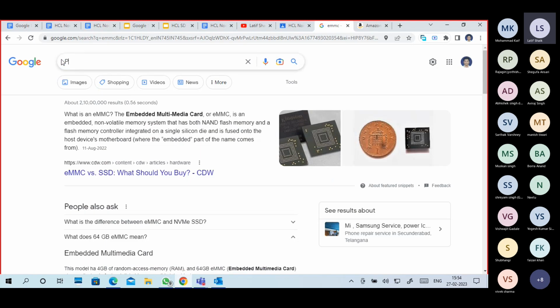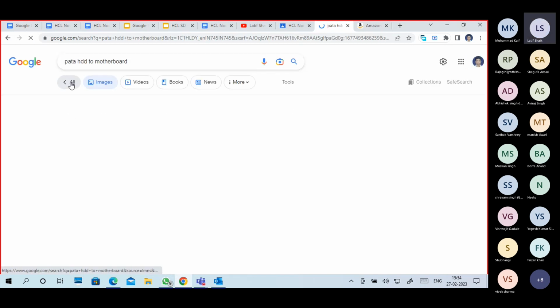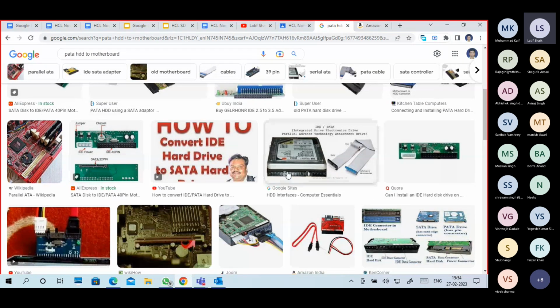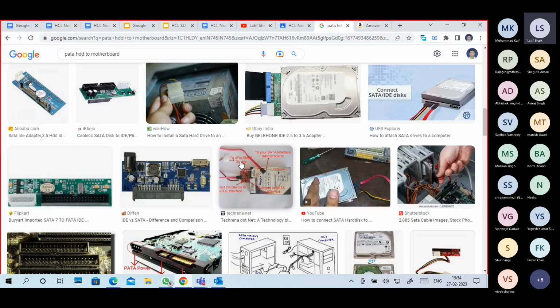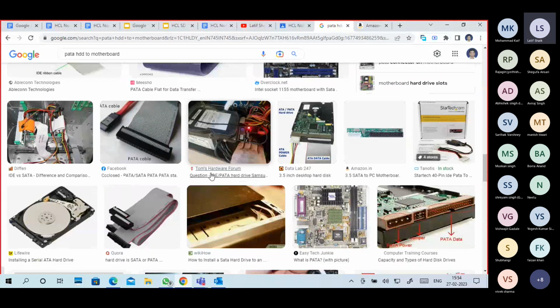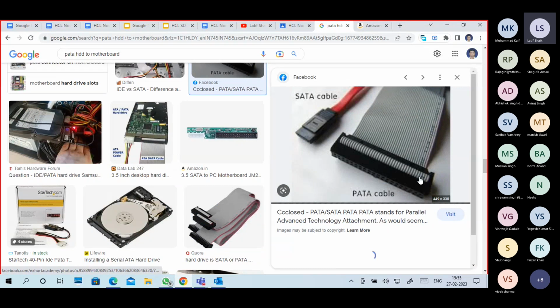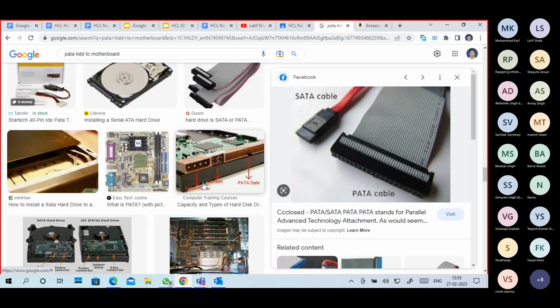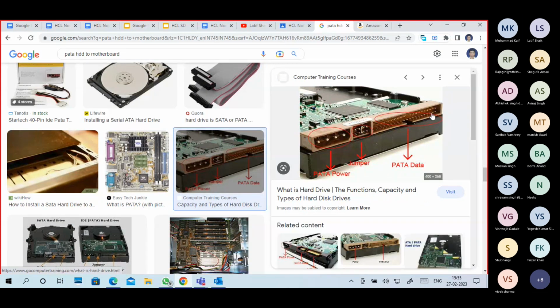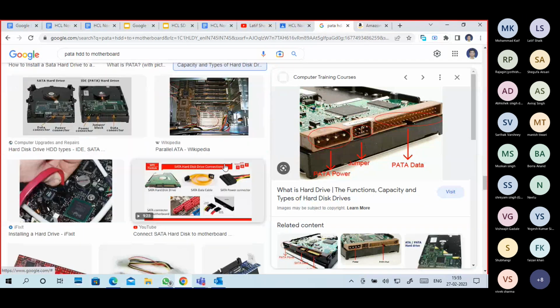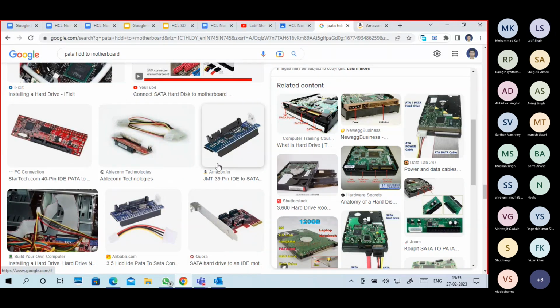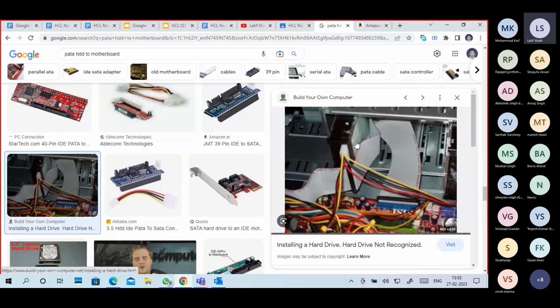Okay, so somewhere it will show us how it will be connected. So this is the PATA cable. This is called the SATA cable. This is the PATA data connector. Yeah, like this. See, this is the hard disk. One side of the cable is connected to the hard disk, and the other side of the cable is connected to the motherboard.